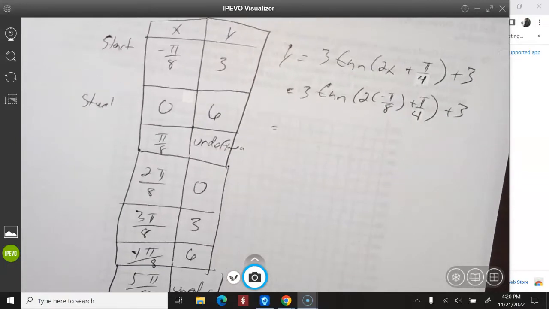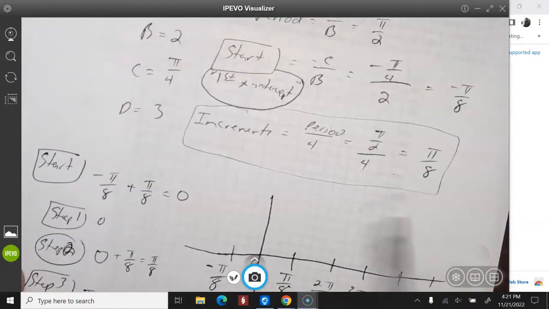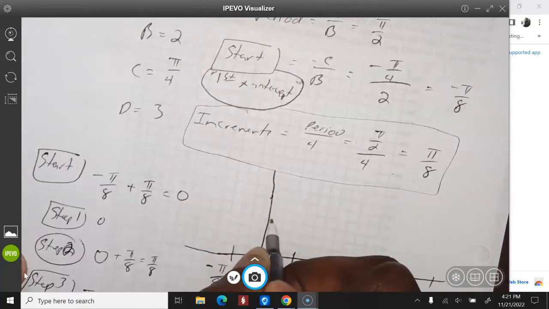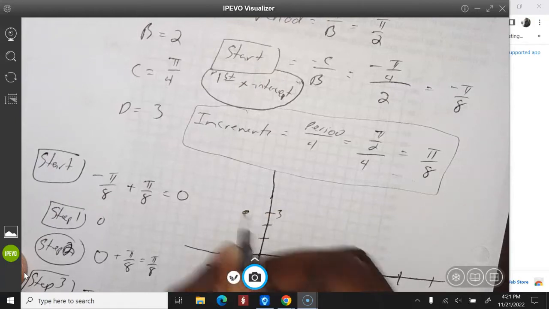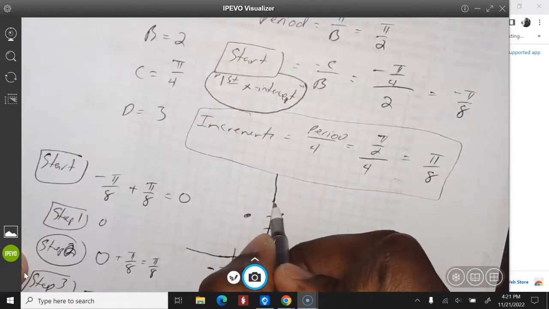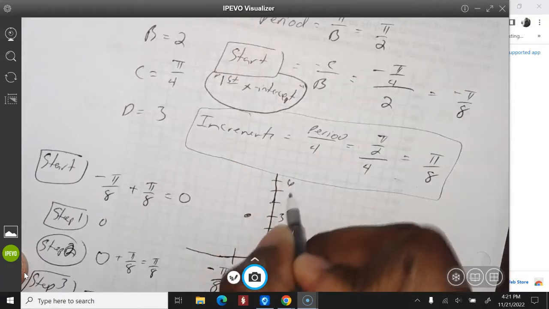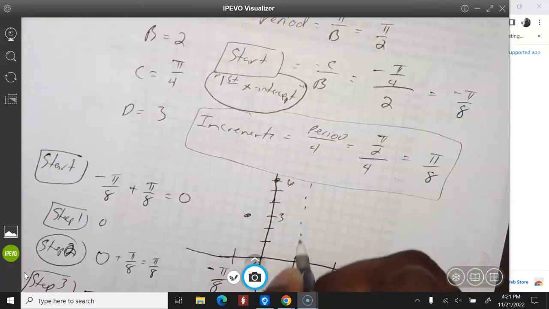So I'm going to take these values and apply each of these coordinates on the original axis. At negative pi over 8, the output was 3, right here. At 0, the output was 6, so 4, 5, 6. At 0, the output was at 6. At pi over 8, it was undefined, so I'm putting an asymptote there because it doesn't exist at pi over 8.